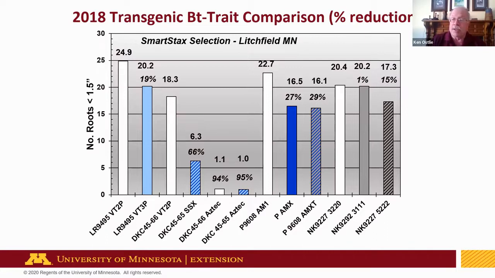And then we also, because of cross resistance, have problems with 3111 and 5222 in this field. So that's the root protection picture. But now let's take a look at the beetle production.